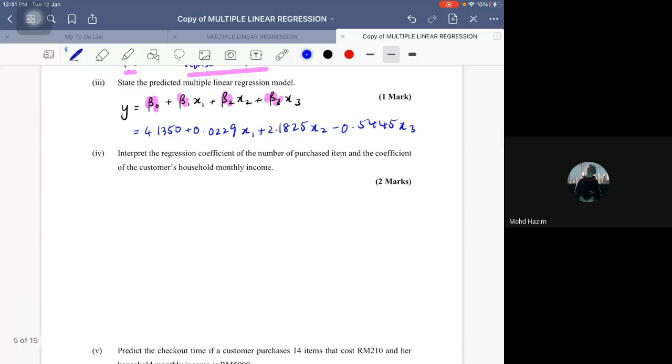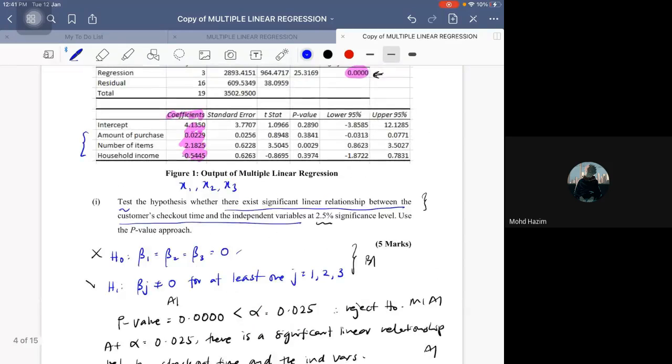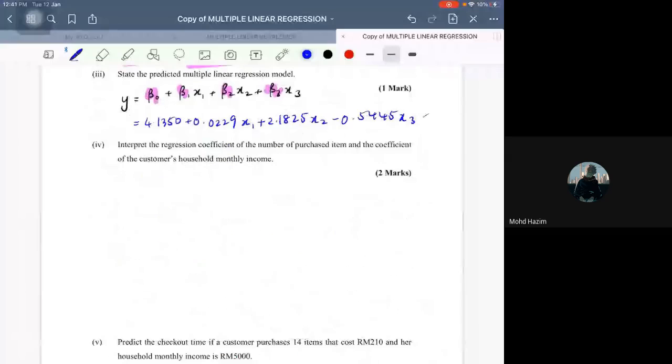And as I mentioned just now, where do I get all those values? The values are from here: 0.0229, 2.1825, and also 0.5445. So if it's positive, put a plus. If it's negative, put a minus. So that is going to be how you write your model, based on the output given.